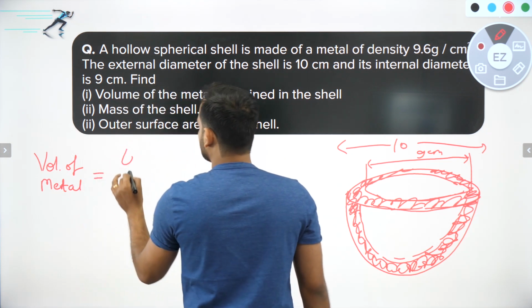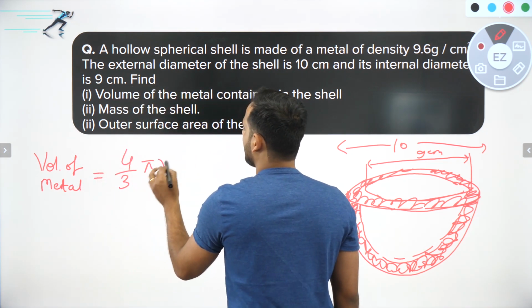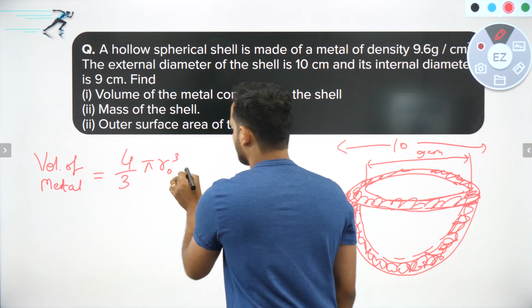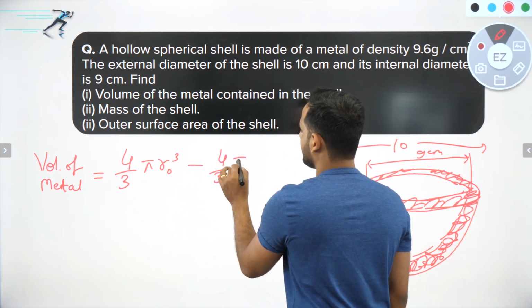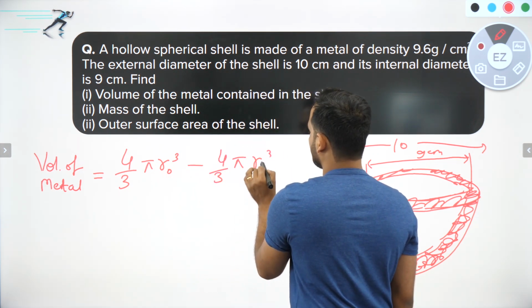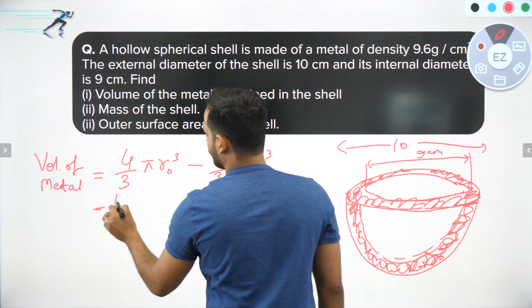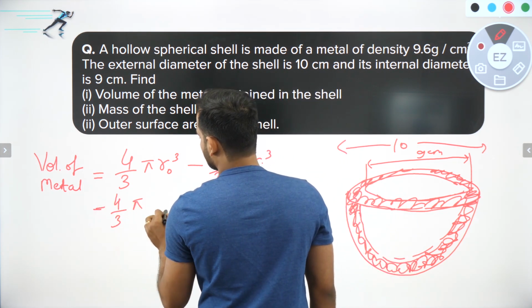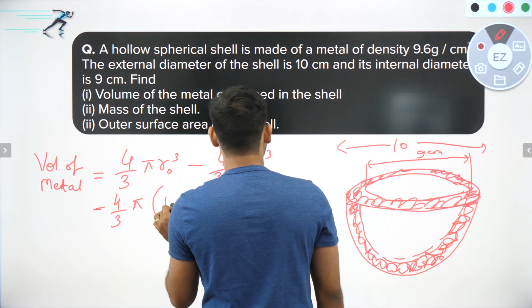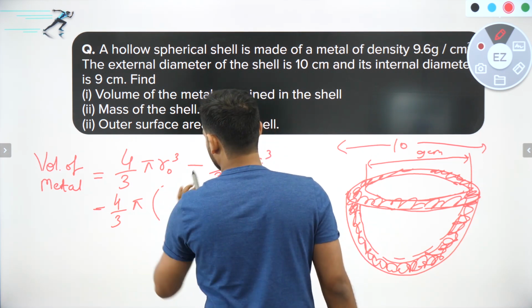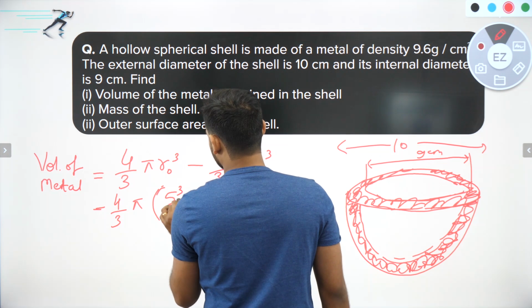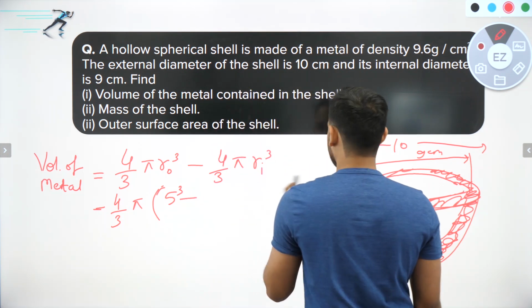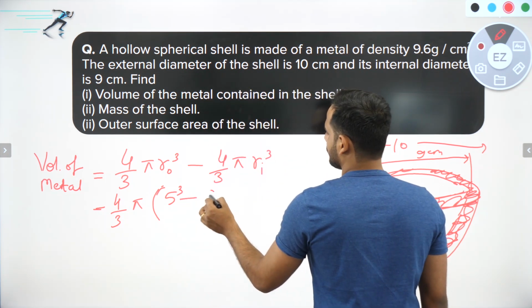The volume of the shell will be the volume of the outer sphere, 4/3 π R cubed, minus 4/3 π r cubed for the inner radius. You can take 4/3 and π common, and then you're left with the radii: 5 cubed minus 9/2, which is 4.5, cubed.